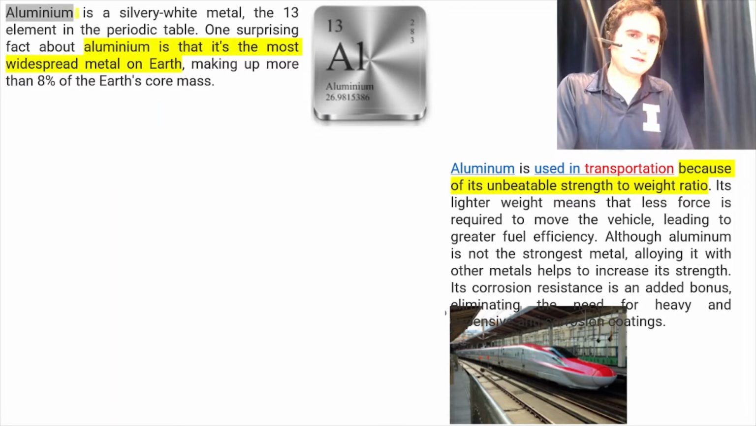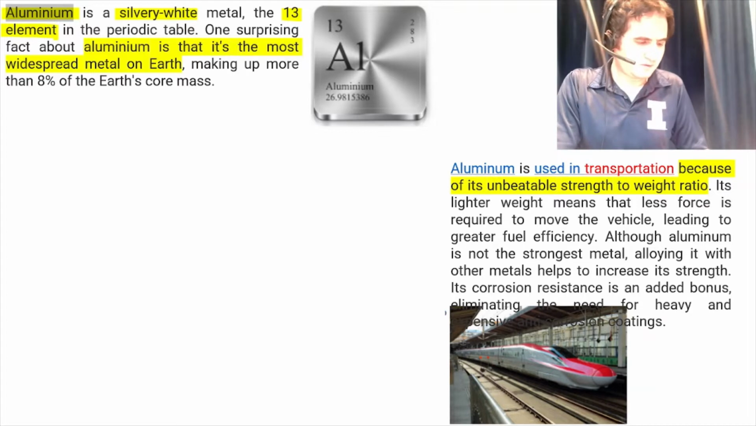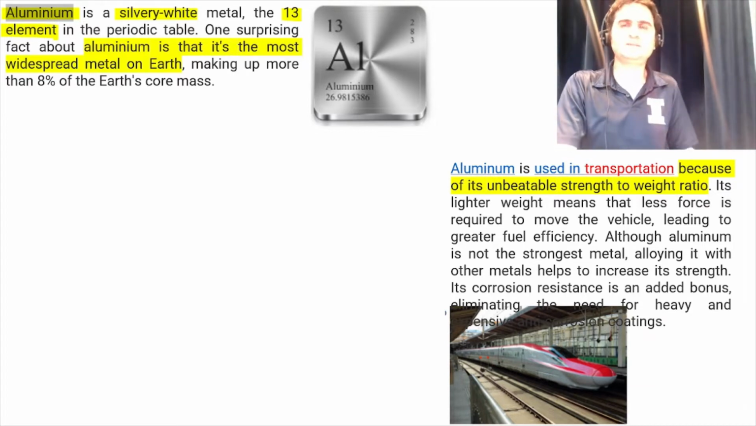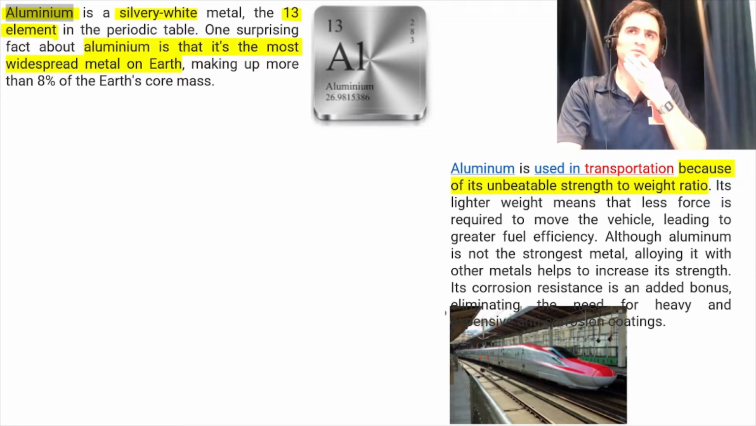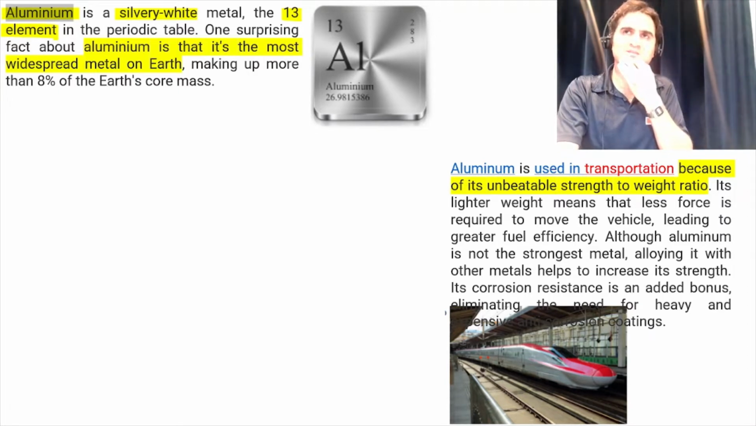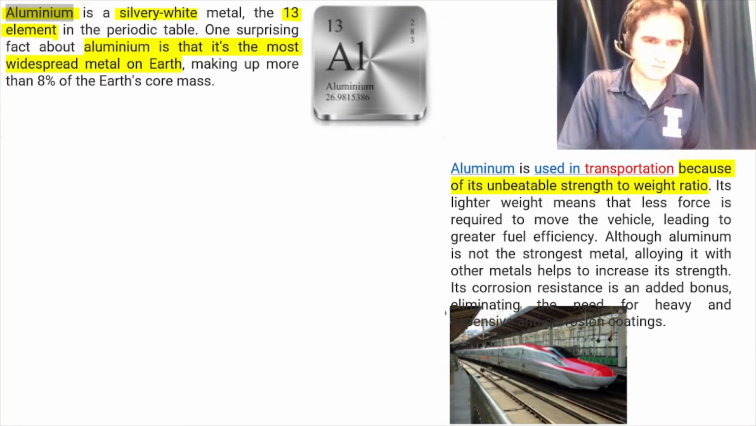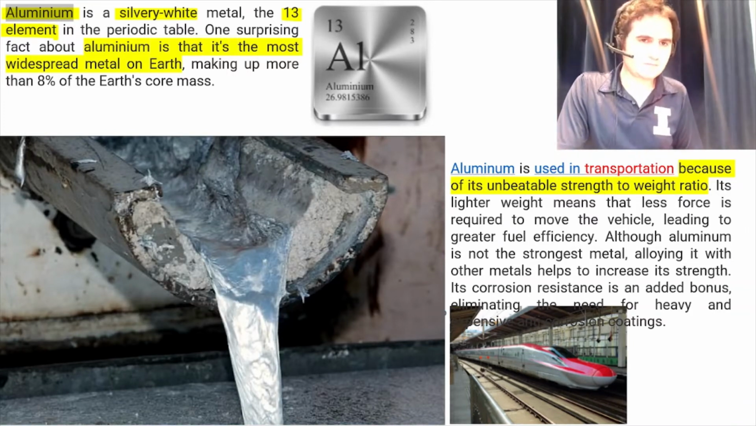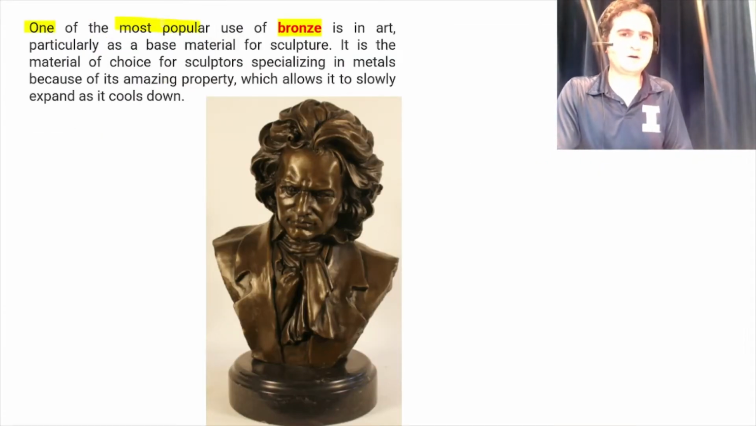while aluminum is a silvery white metal, which is the 13th element of the periodic table. One interesting fact about aluminum is that it's the most widespread metal on Earth, and at the same time the ratio of strength to weight of aluminum is relatively high, and that made it a very useful metal in the transportation industry due to its low weight and high strength. And our last material is bronze, which is one of the most popular materials in shaping and creating sculptures.